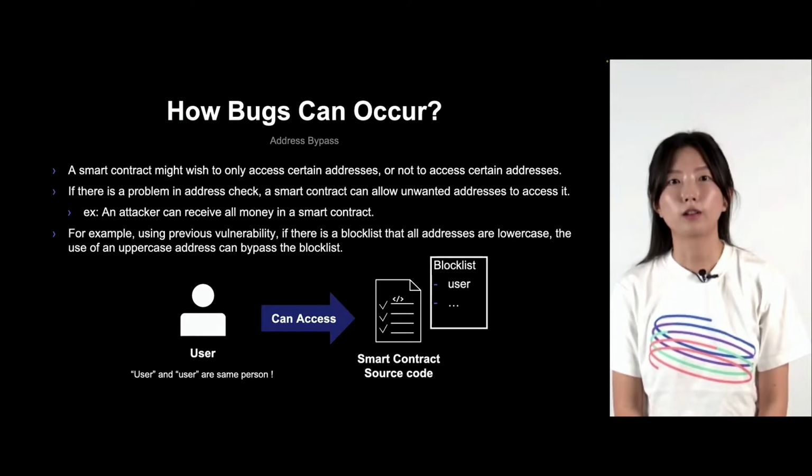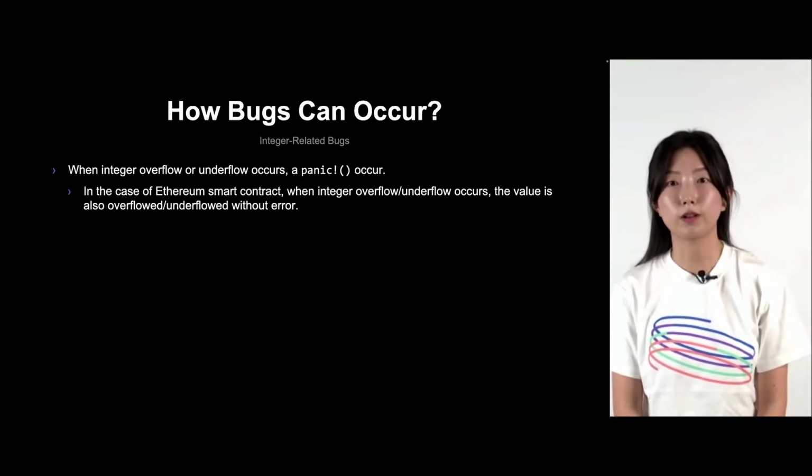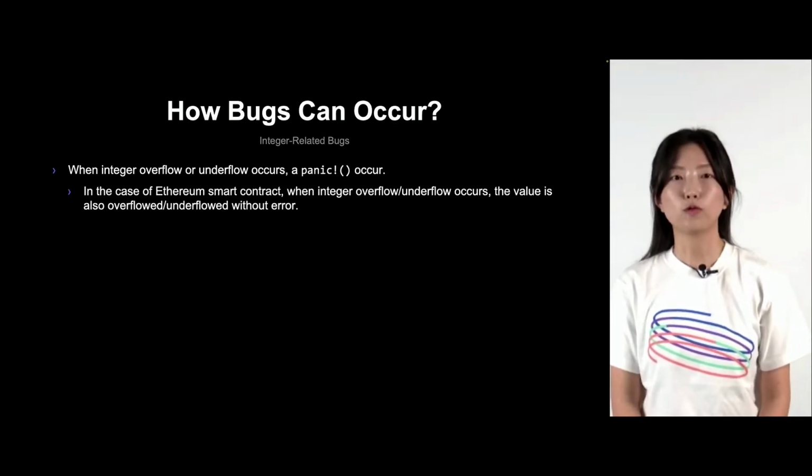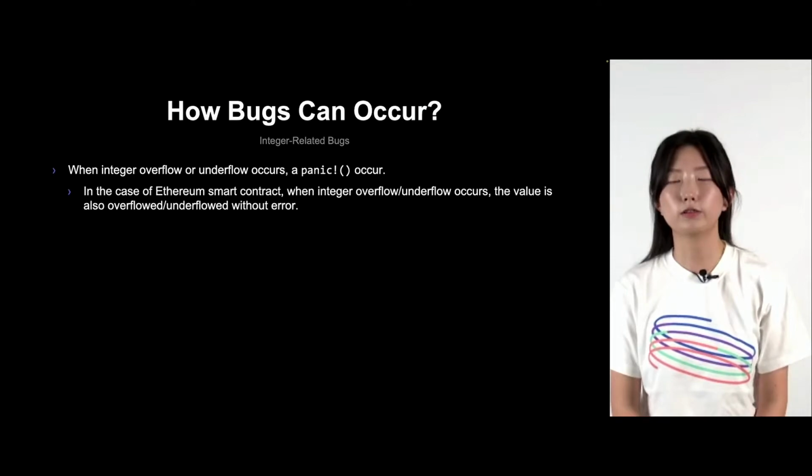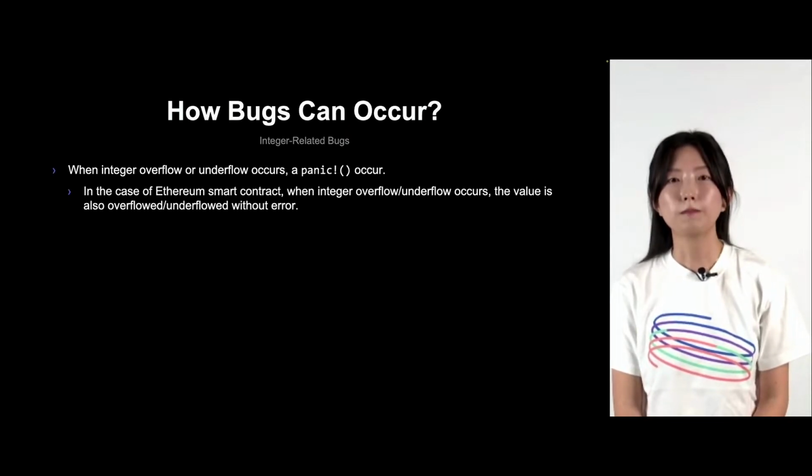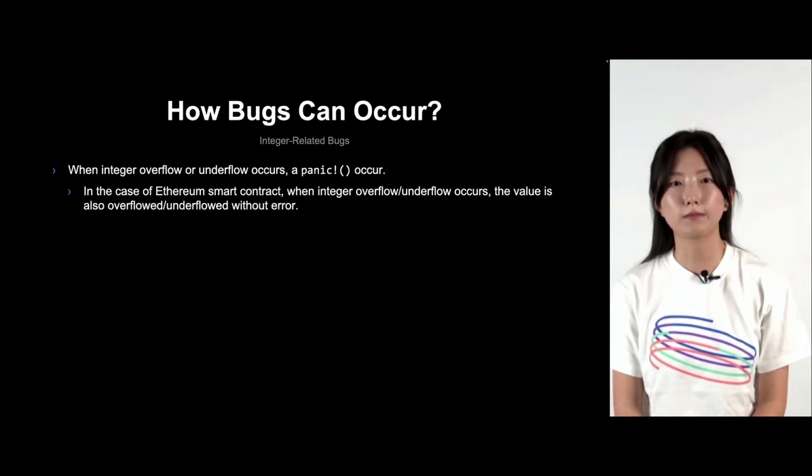Now let me talk about the integer related bugs. The most famous integer related bug is integer overflow and underflow. But the CosmWasm smart contract is written in the Rust language, so the value does not change even during overflow or underflow, because by default, the compiler level overflow and underflow is blocked. However, due to an unrecoverable error, the program can be stopped and panic can happen.